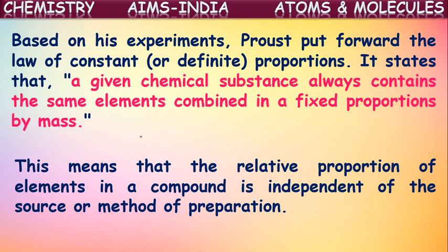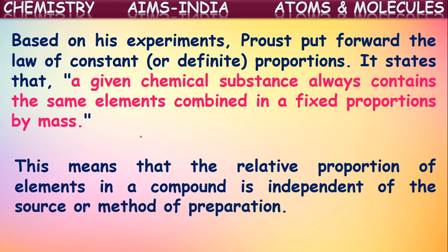This means that the relative proportion of elements in a compound is independent of the source or method of preparation. That means however you prepare the substance and from wherever you collect the sample, the relative proportion will be constant for the elements combined to form that compound. It is fixed. The ratio of the components present in a substance or a compound is fixed.